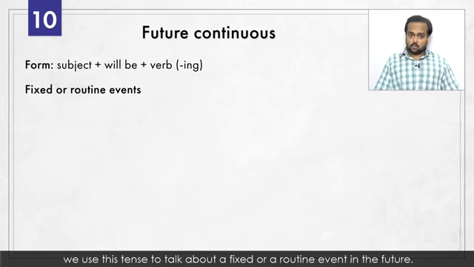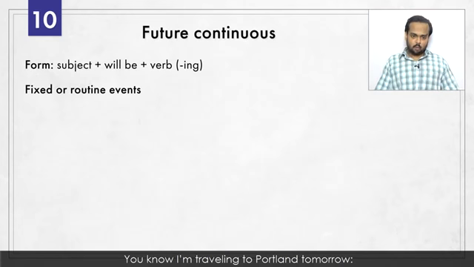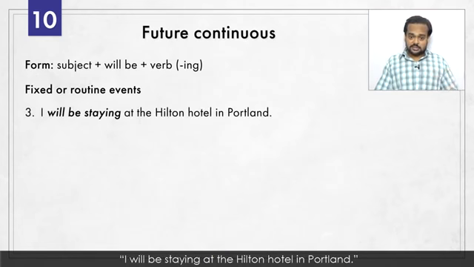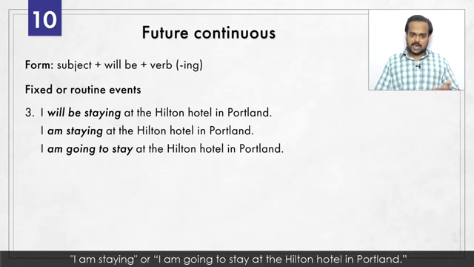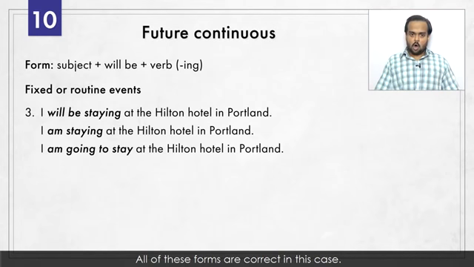But sometimes we use this tense to talk about a fixed or a routine event in the future. You know, I'm traveling to Portland tomorrow. I will be staying at the Hilton Hotel in Portland. This is a fixed arrangement. It has the same meaning as saying, I am staying or I'm going to stay at the Hilton Hotel in Portland. All of these forms are correct in this case.